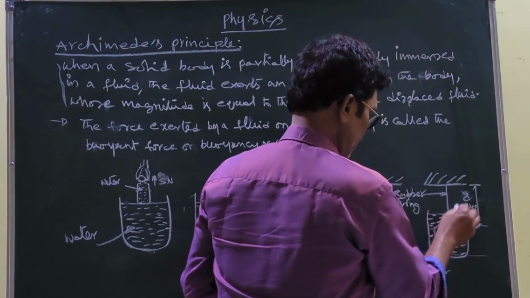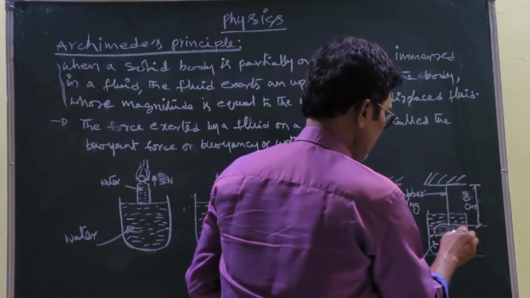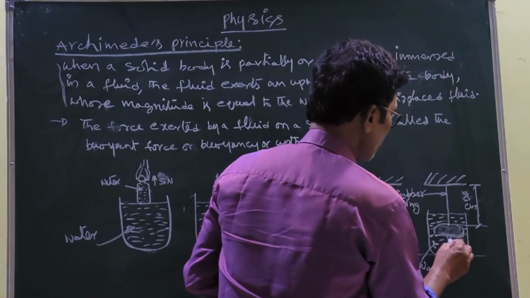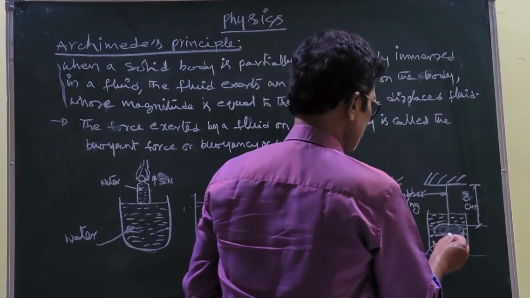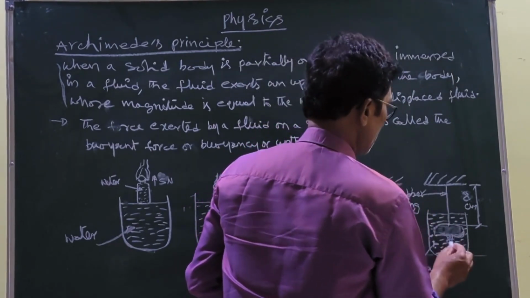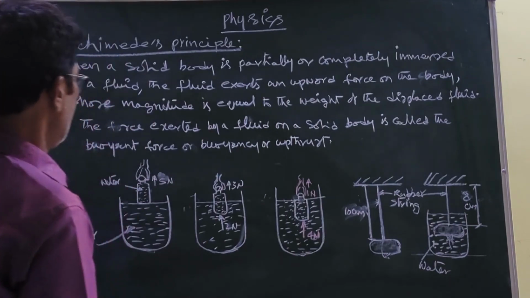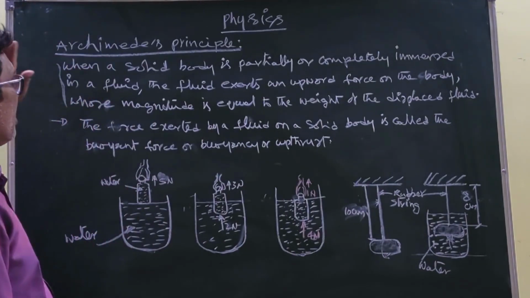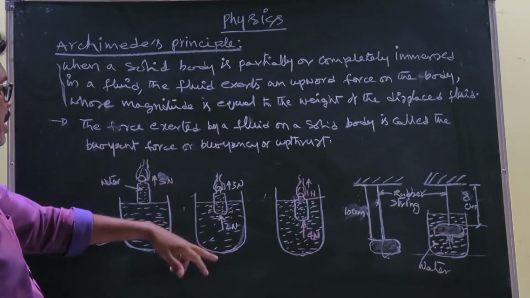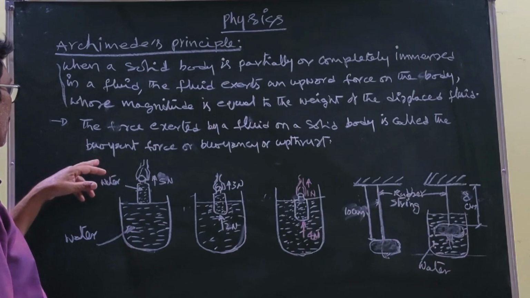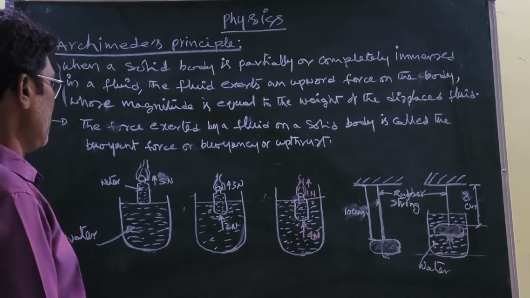Because this weight on the rubber string is put in the water, an upward force is exerted. That's why the length is reduced to 8 centimeters. So this is the meaning of the Archimedes principle. The upward force exerted by the fluid is called buoyant force, buoyancy force, or upward thrust.